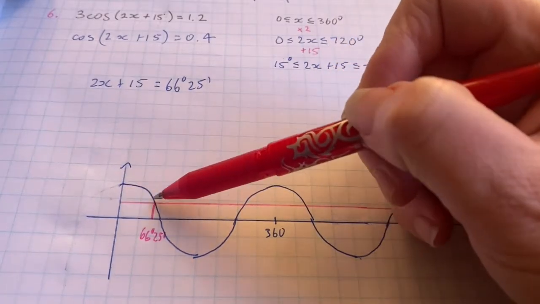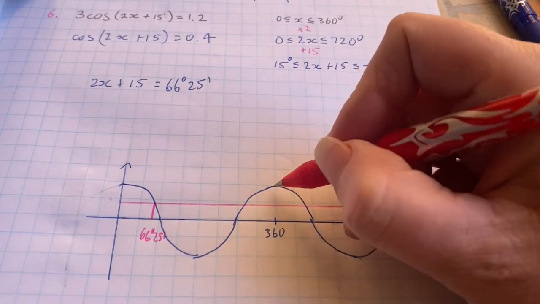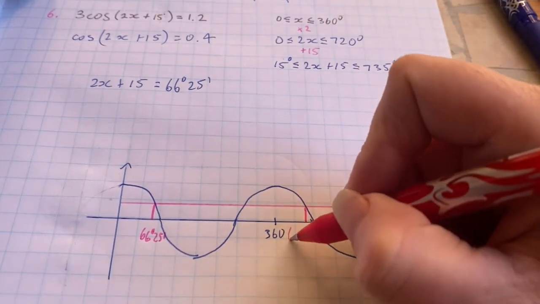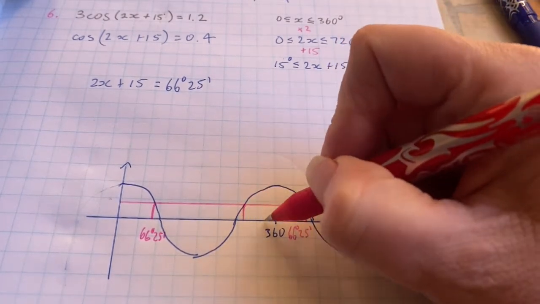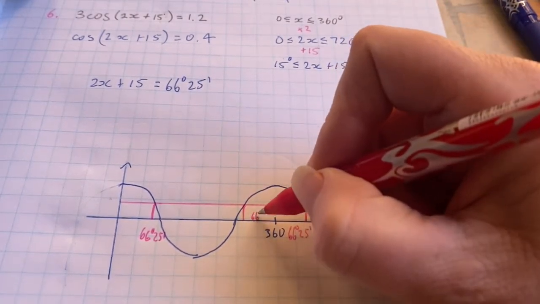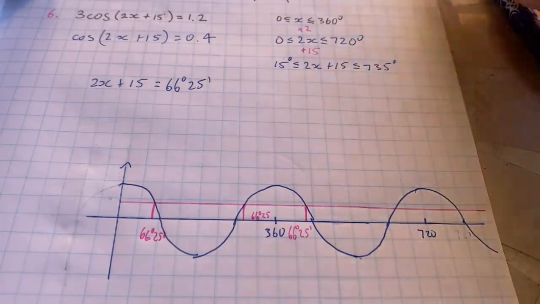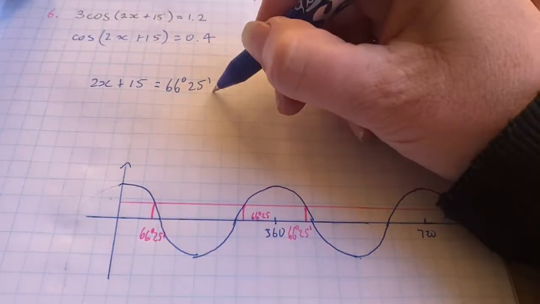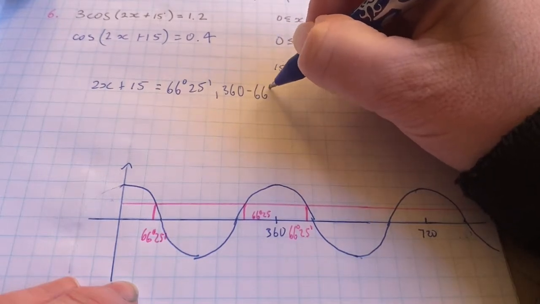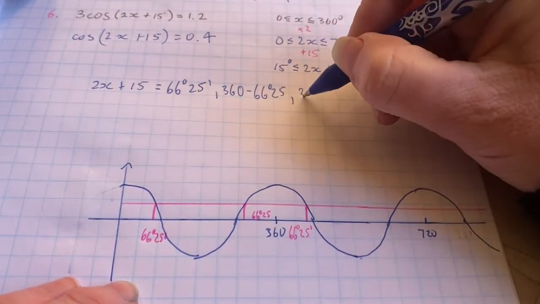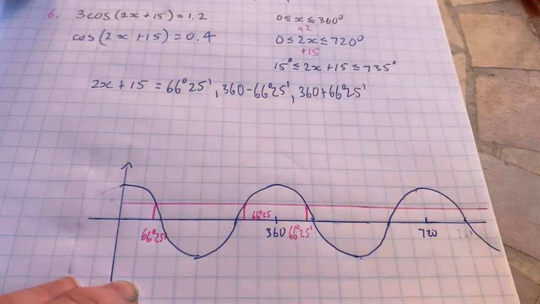So what we know is from a peak to there, it's 66.25. If we look at this one, from that peak to here is another 66.25. And also this distance here is 66.25, from the peak to that angle. So as well as the 66.25, we've also got 360 minus 66.25, and we've got 360 plus 66.25. Whoops, missed the minutes.